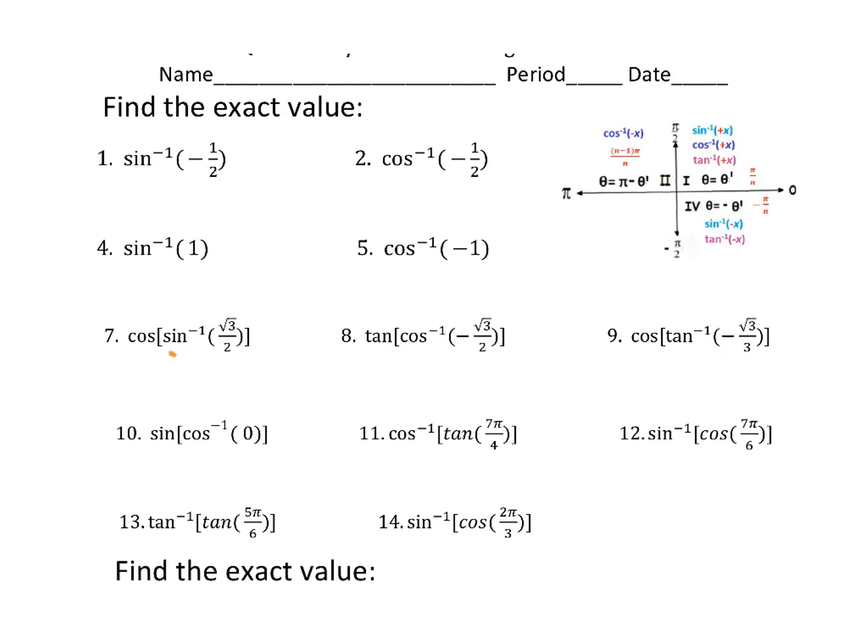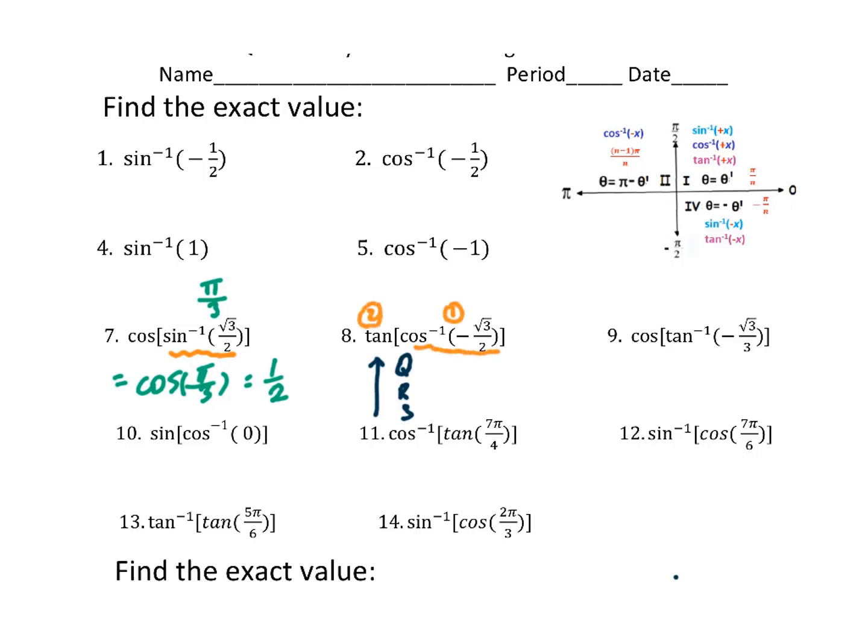Let's go to number 7. Number 7, inside that's an inverse trig function. Square root of 3/2, that's positive, which means this one will be reference angle. So we got pi/3. Then we're working on cosine pi/3. We use left-hand tricks. We got 1/2.